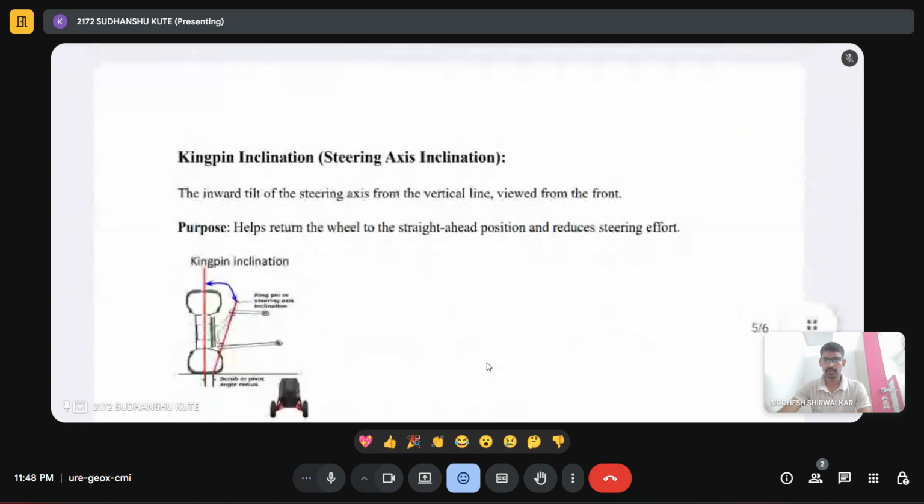Kingpin inclination. The kingpin inclination is the inward tilt of the steering axis from the vertical line when viewed from the front. The purpose is to help return the wheel to the straight ahead position and reduce steering effort.